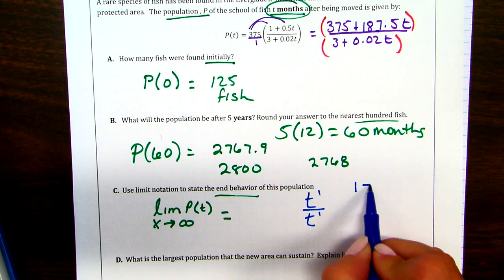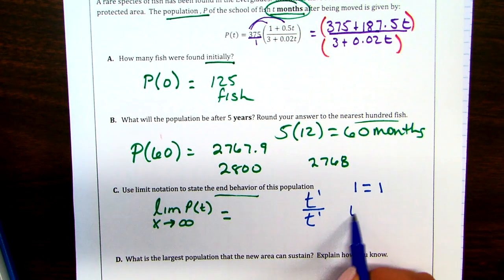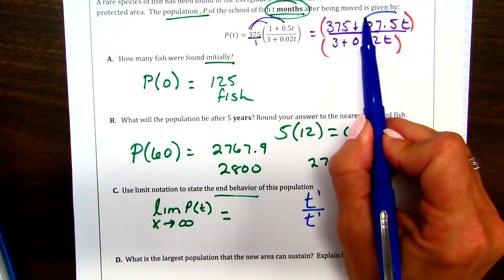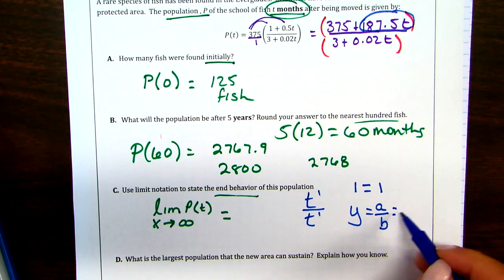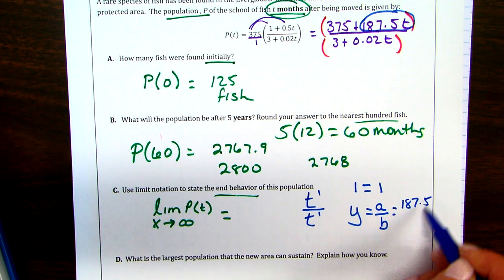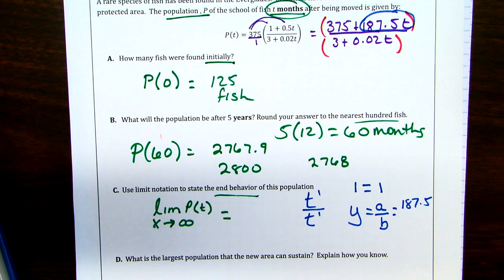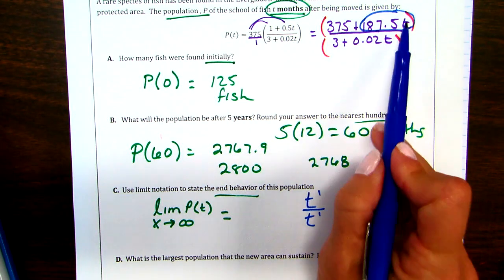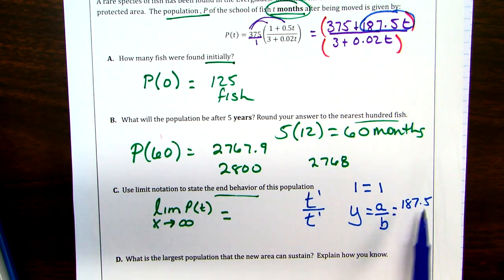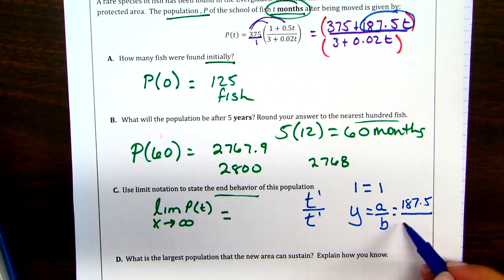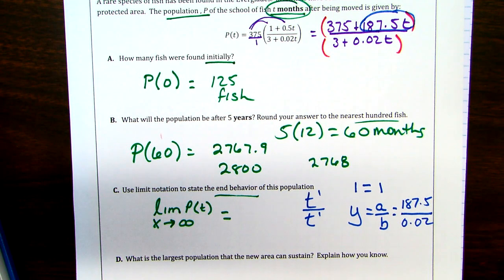And whenever they equal each other, you then look at the coefficients. What is a? It's the number in front of that t. You know, we've had a ton of these. There was like 10 over 5, and you wrote 2. Well, we're in decimals, that's all. So the number in front of the numerator's t is 187.5. The number in front of our denominator's t is 0.02. What do you think we do with those two numbers?